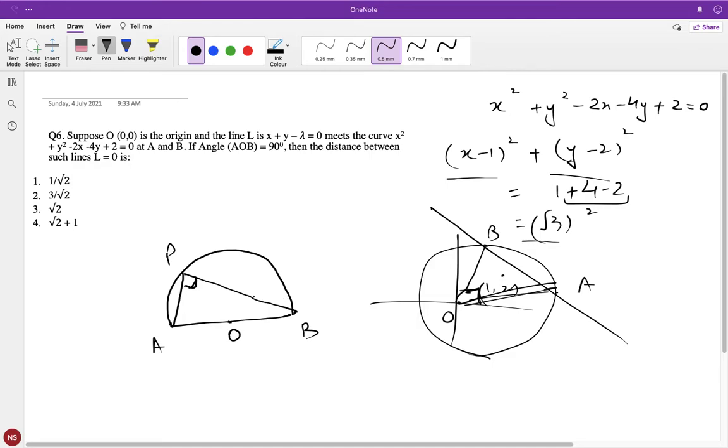I hope you guys understand what I am trying to say. Since angle AOB is given, this circle will pass through the origin and this circle will have its center on AB, and it will be such that AB is the diameter of that circle.